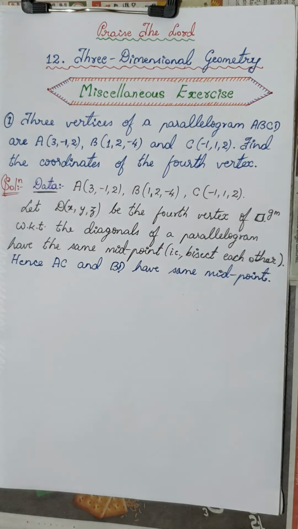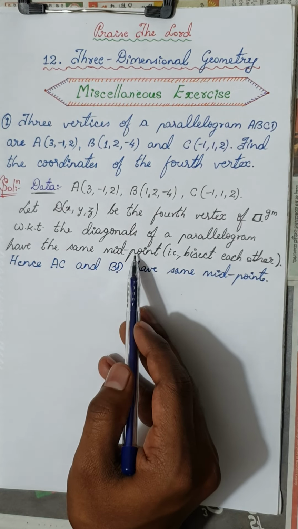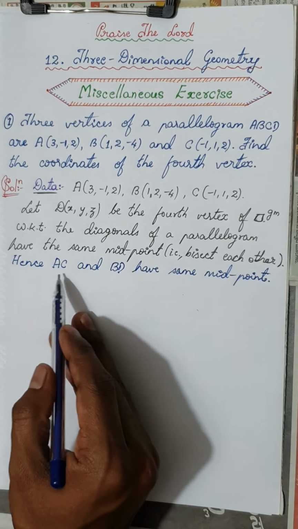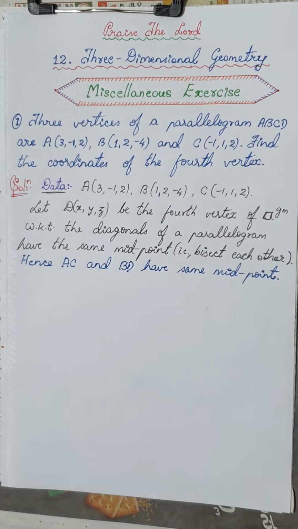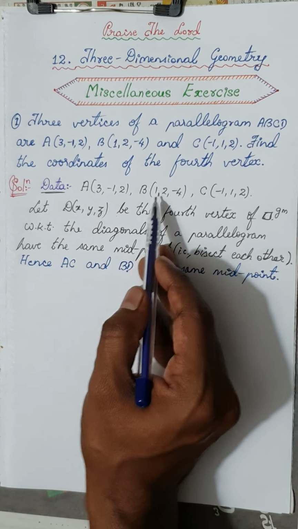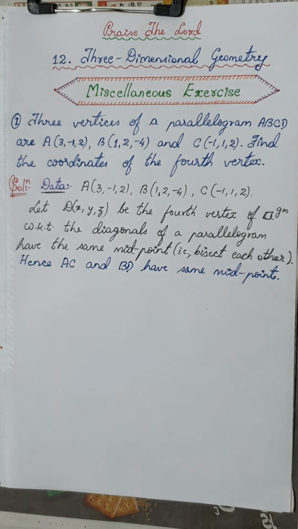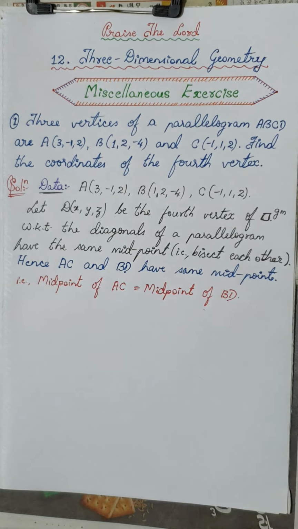The point I'm going to note here is, we know that the diagonals of a parallelogram have the same midpoint. So what is the meaning of that? The diagonals of a parallelogram bisect each other. That means in a parallelogram ABCD, AC and BD are diagonals, correct? So hence AC and BD have the same midpoint. Now we use the midpoint formula for AC and BD and equate both sides, and we will get the required result. So the midpoint of AC is equal to the midpoint of BD.